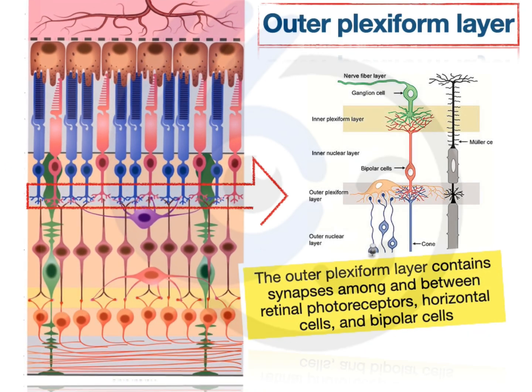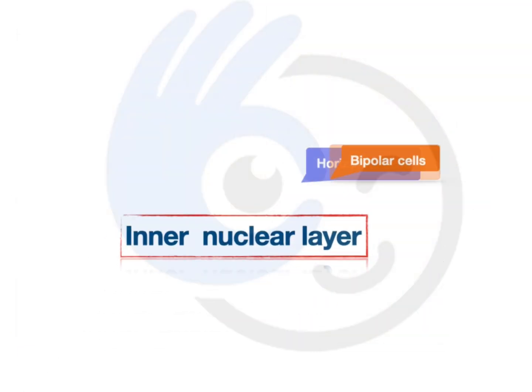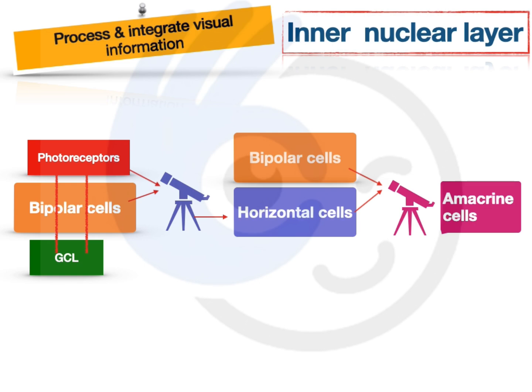So outer plexiform layer is nothing but where the photoreceptor synapses with the underlying bipolar cells. So coming to the inner nuclear layer, we have three important nuclear cells in this layer: horizontal cells, bipolar cells, and the amacrine cells. The main function of these bipolar cells is to transmit the information from the photoreceptors to the GCL. The activity of this bipolar cell is being monitored by the horizontal cells.